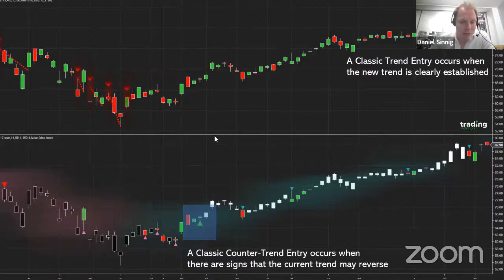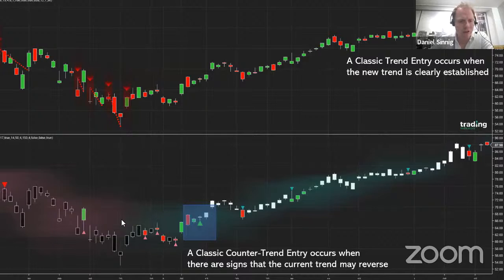Now, on the lower half, we see a classic counter trend entry. One thing that is obvious right at the beginning is that the counter trend entry happens much, much earlier than the trend entry. Look at this difference here, over a month, perhaps; these are daily bars. Counter trend entries happen at warning signs that the current trend, in this case the downtrend, might come to an end. This is shown here by the little glow behind the bars turning greenish.